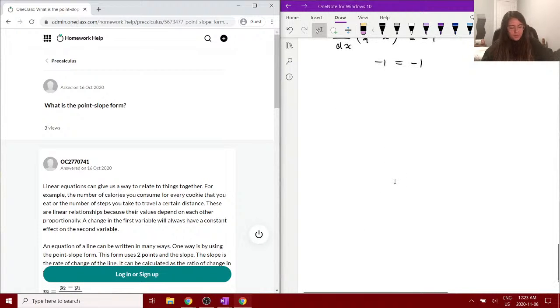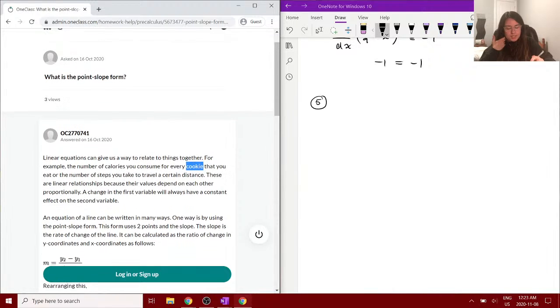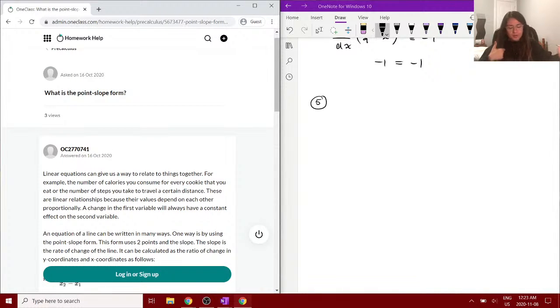All right, so this question asks us what is the point slope form. This is question 5. It says here that linear equations can give us a way to relate two things together. Misspelled, but two things together.